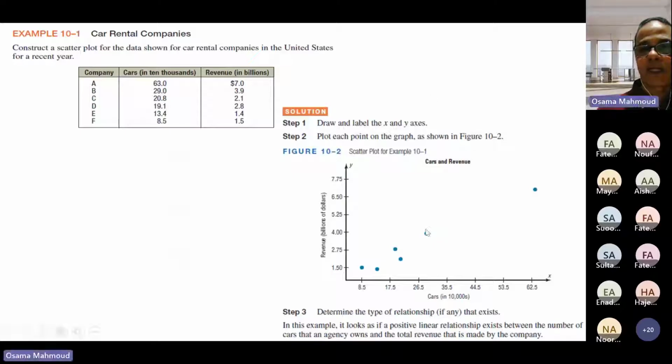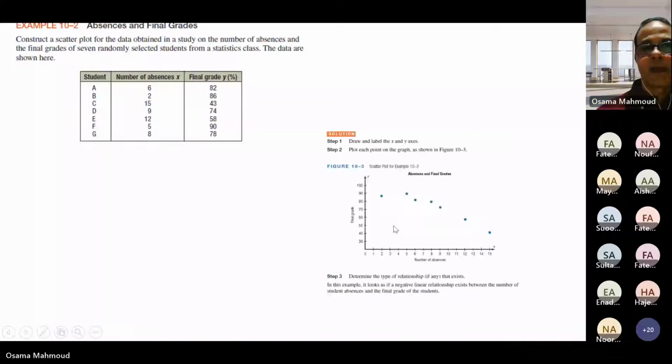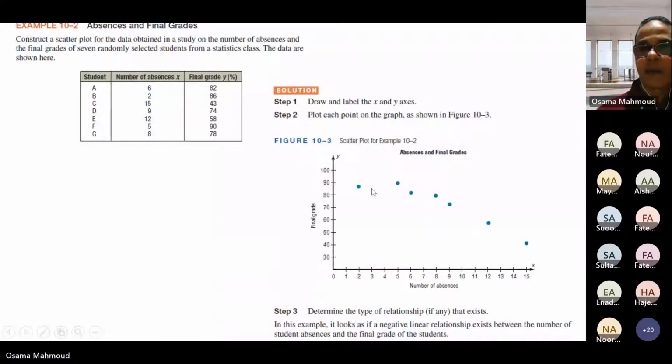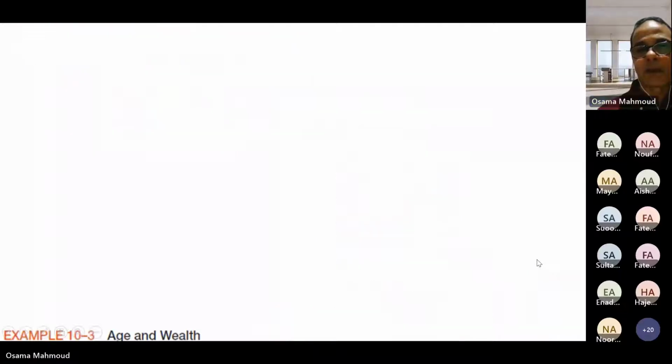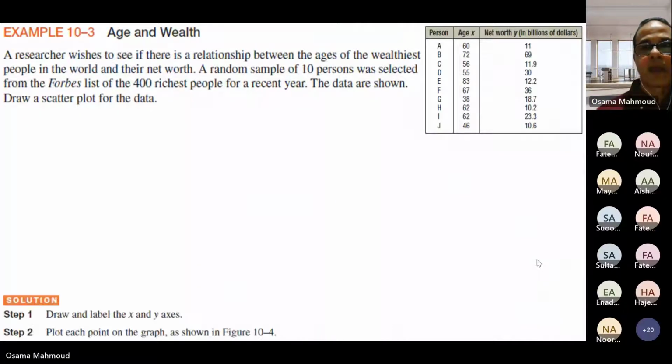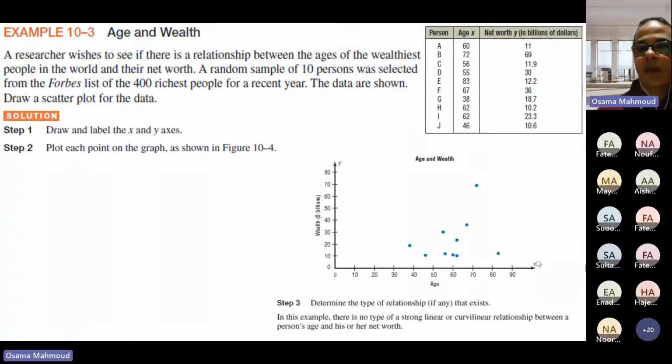So this relation from the scatter plot is positive, right? This one is negative because from left to right you are going down, right? This one, yes. This one, I cannot see any line can go through the points, right? Or any other curve. So there is no linear relation in this case.